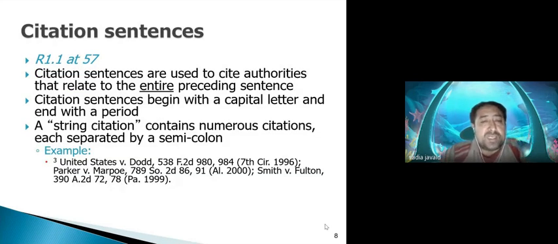Citation sentences are used to cite authorities that relate to the entire preceding sentence. Citation sentences begin with a capital letter and end with a period. You are looking at an example here: United States versus Dodd. This is the method, where you tell what the parties are. United States versus Dodd, 538 F.2d 980, 984. These are the other parties whose names are mentioned here.